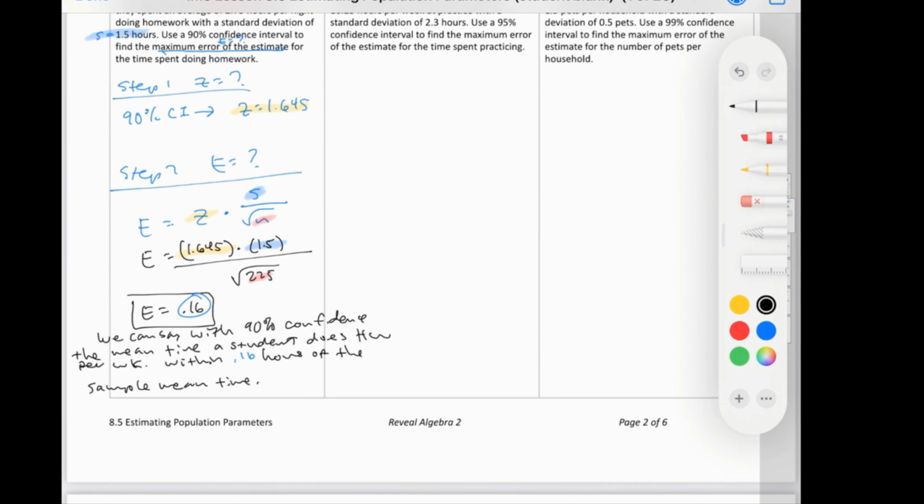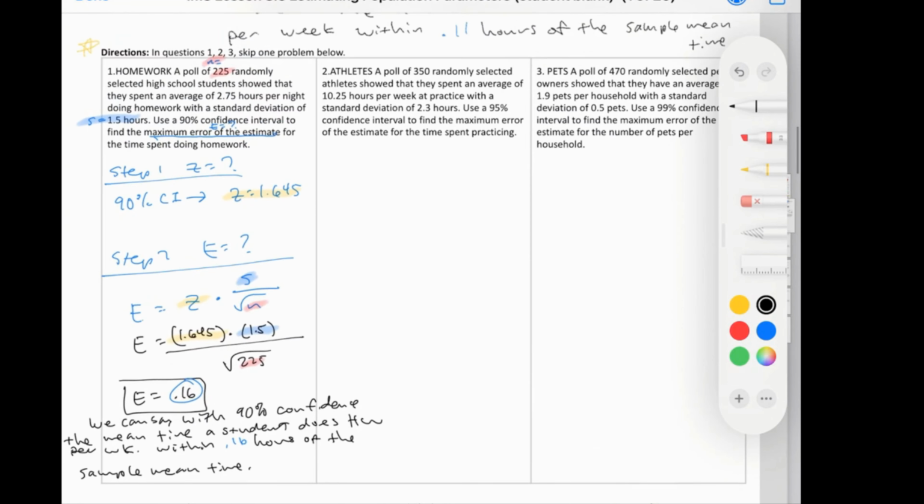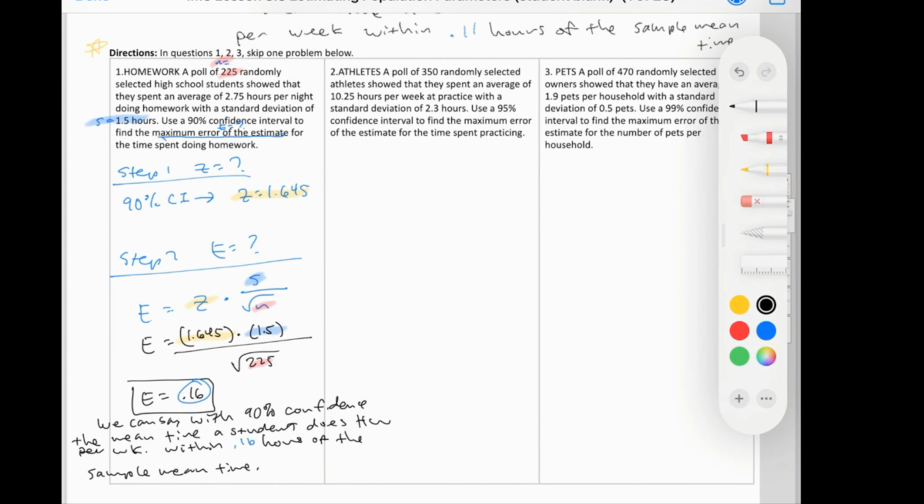Guess we could just copy and paste that, but the big idea is that because you're drawing the data from these random students, we have 90% confidence, pretty confident that when we draw a sample from them, they're only 0.16 hours away from everyone else. All right, let's try number 2.